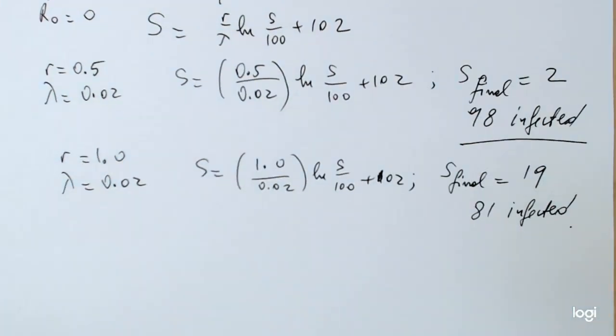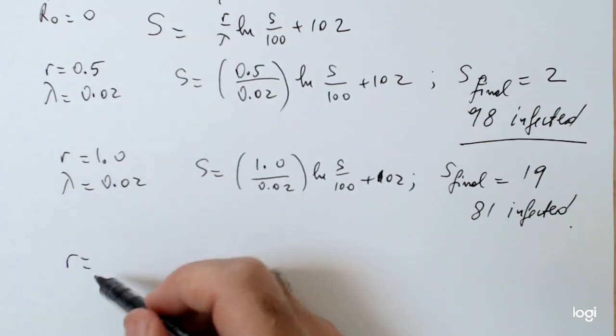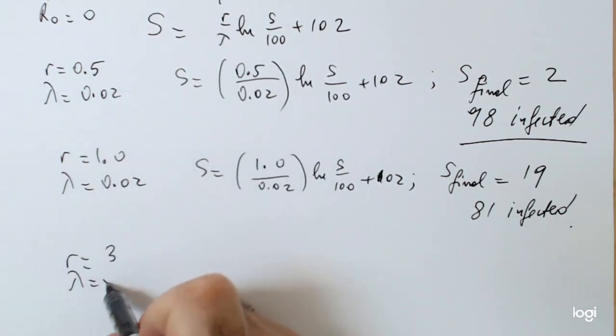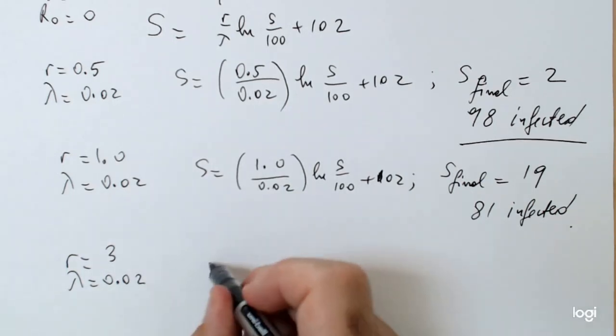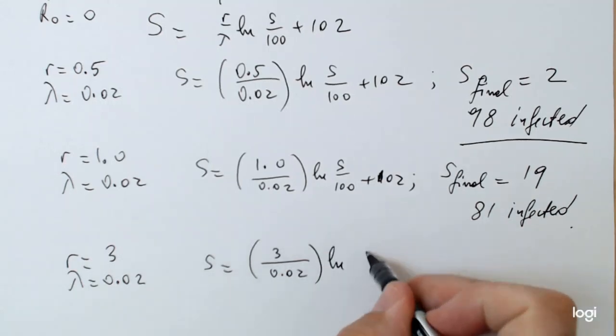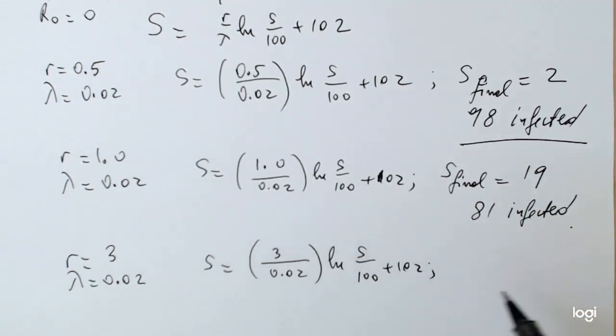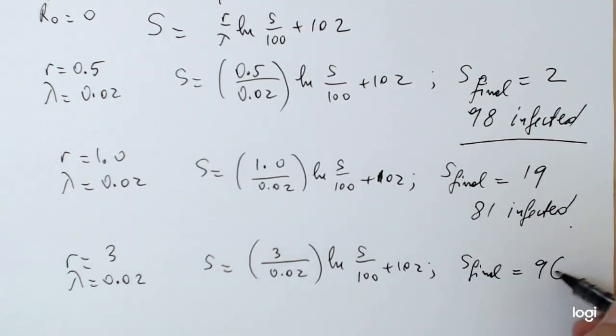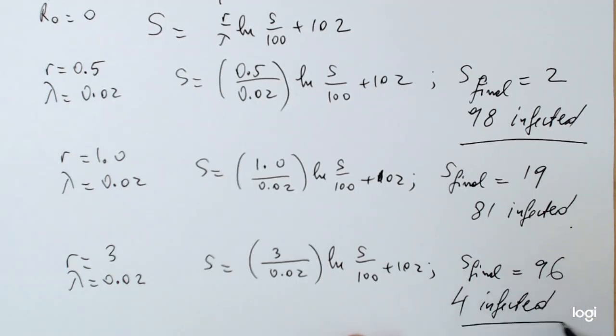And let's be even more optimistic. Suppose that R is equal to 3, much bigger recovery rate, and still keep the infection rate 0.02. Final size for S in this case, don't just believe me, try to run this number yourself, and I'll show you actually with Maple later. Final size of S is 96, which means a very fast epidemic that went over very quickly. So 4 infected from the original 100 people.